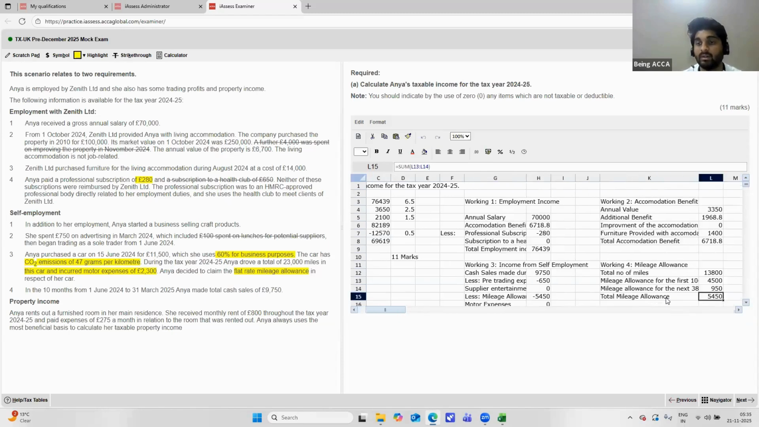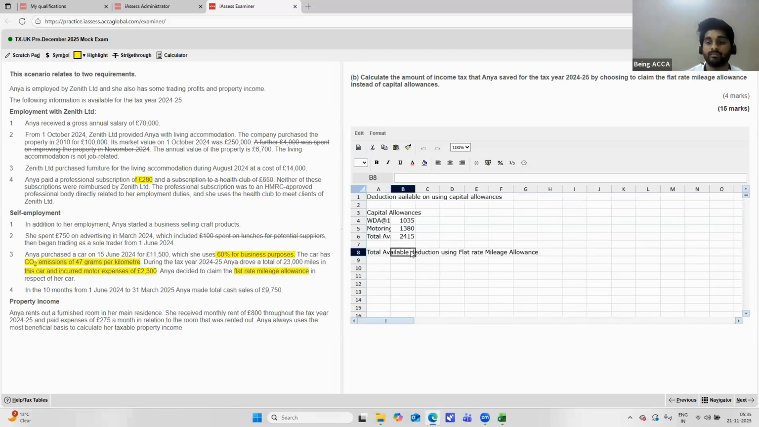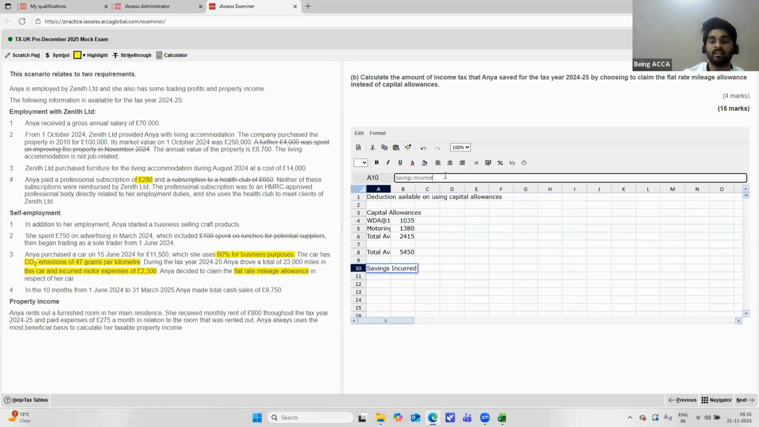As you can see, total mileage allowance is 5450. So that means the available deduction using mileage allowance is 5450, but the deduction using capital allowances would only be 2415. That means savings incurred would be equal to this minus this would be the savings. But now what addition or this savings, or you can also write it as additional deductions.